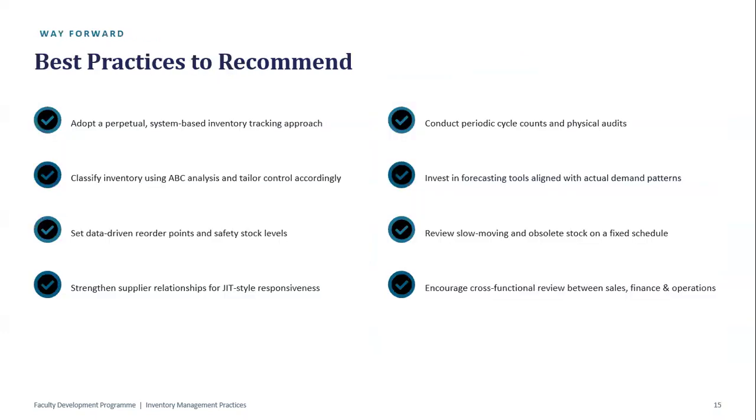Here are some of the common best practices that every organization must focus on. Organizations can improve inventory performance by following several best practices. First thing, implement a perpetual inventory system. Use ABC analysis to prioritize inventory control. Maintain scientifically calculated reorder points and safety stock.